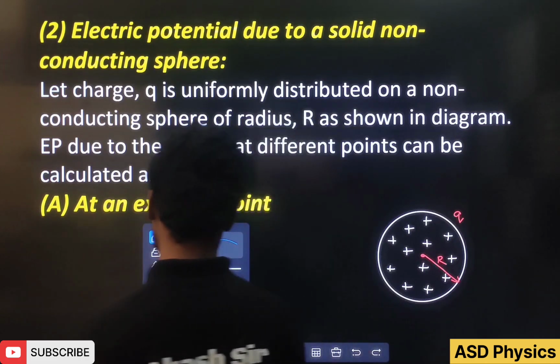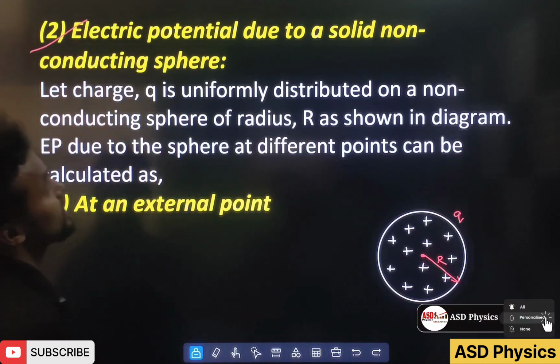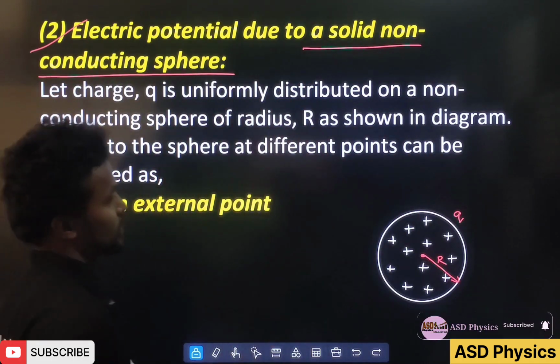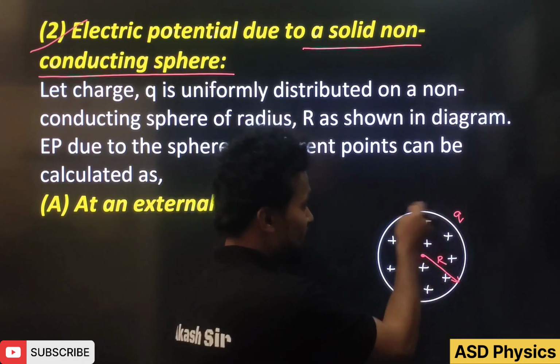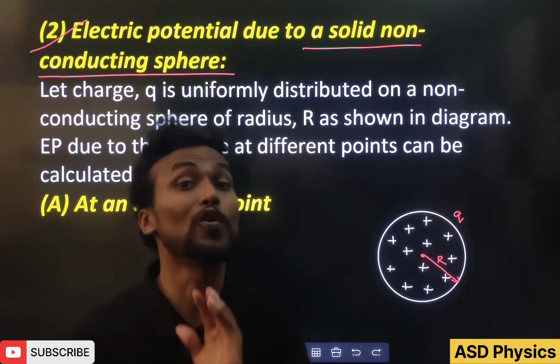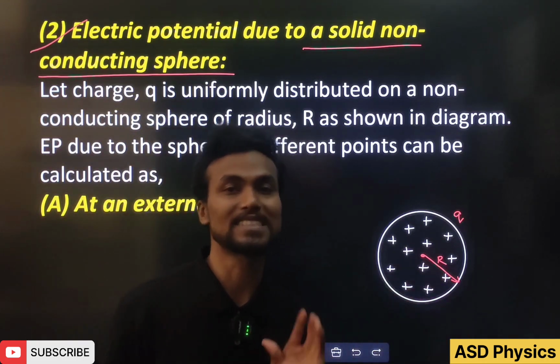So students, as you can see very well, this is the continuation of the previous parts. Electric potential due to a solid non-conducting sphere. You can see the diagram. If the sphere is non-conducting, then where will the charge be? The charge will be distributed inside the volume, and here we have to take volume charge density rho. In case of electric field, I hope you have seen it very well in the previous video.